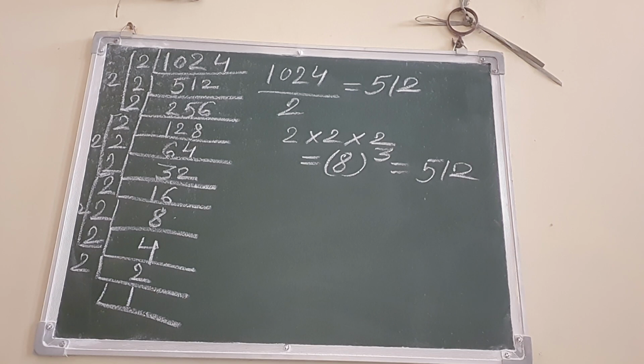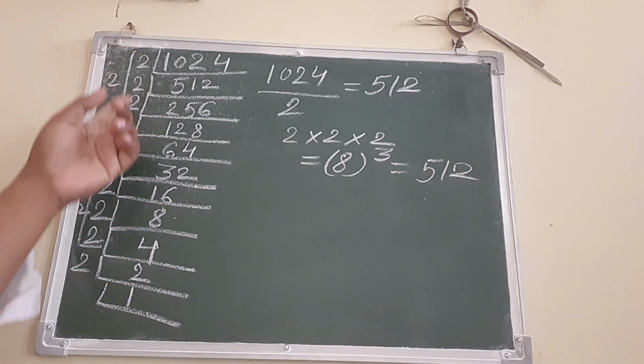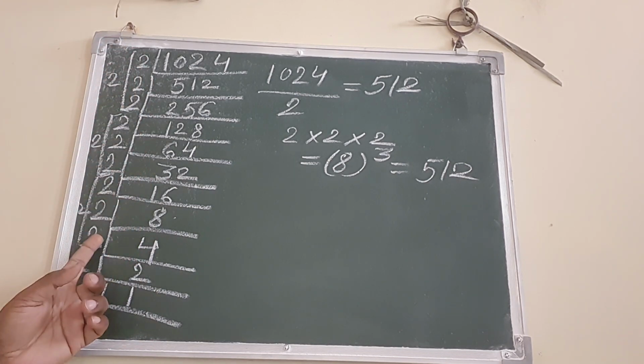And 2 ones are 2. So here we will make groups of 3 of these 2's. So this is the first 3, this is the next 3, and this is again the next 3.